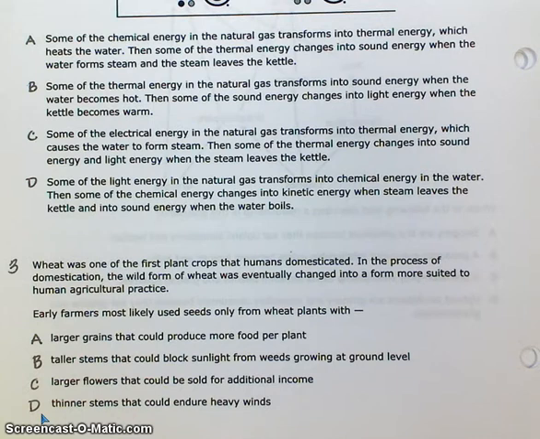Number 3, wheat was one of the first plant crops that humans domesticated. In the process of domestication, the wild form of wheat was eventually changed into a form more suited to human agricultural practice. Early farmers most likely used seeds only from wheat plants with A, larger grains that could produce more food per plant, B, taller stems that could block sunlight from weeds growing at ground level, C, larger flowers that could be sold for additional income, D, thinner stems that could endure heavy winds.